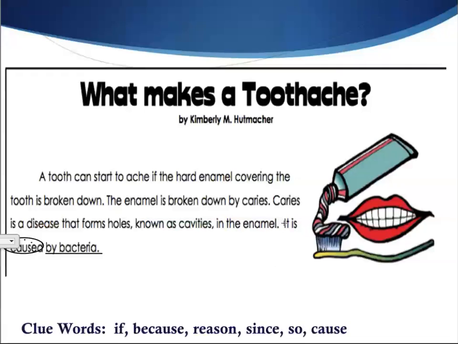Caries, the disease. This one was kind of hard. We had to look back a little ways. But we saw the word cause, so we know we had a reason. Bacteria. What does bacteria cause? If we go back a little ways, we can find out that it causes a disease that forms cavities in the enamel. Very good.